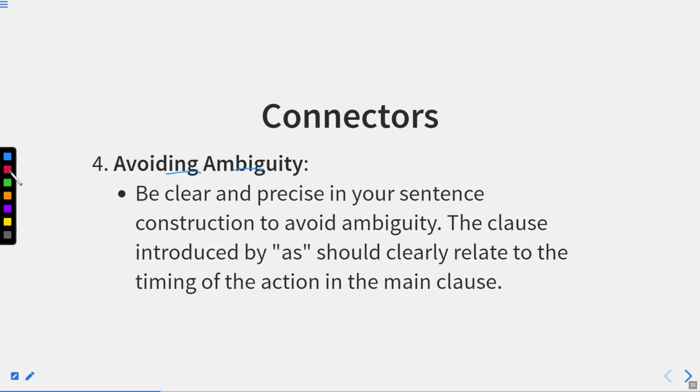Avoiding ambiguity. This is another important rule about the usage of "as". Be clear and precise. Precise means concise or brief in your sentence construction to avoid ambiguity. Ambiguity means double meaning. The clause introduced by "as" should clearly relate to the timing of the action in the main clause.